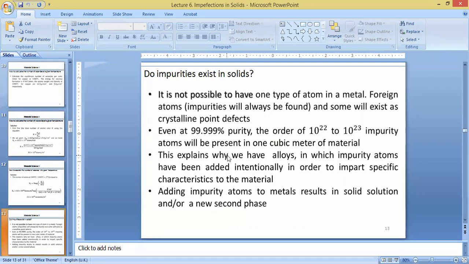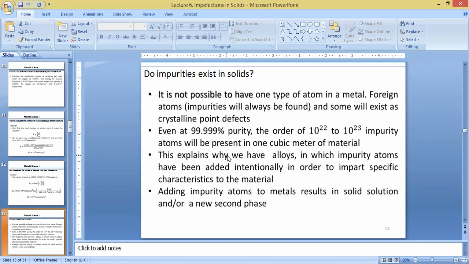Okay. So what about impurities? Do they exist in solids? So of course, impurities exist. In fact, there's no metal that appears in its purest form of 100%. There are always foreign atoms, or what we call impurities. They'll always be found. Those who work in the mining sector will tell you, even just copper extraction, no matter how much you purify it, you can only purify it to 99.999%. I don't know if it's 4 nines after the decimal or 3. I think it's 4. That's the highest purity you can attain.